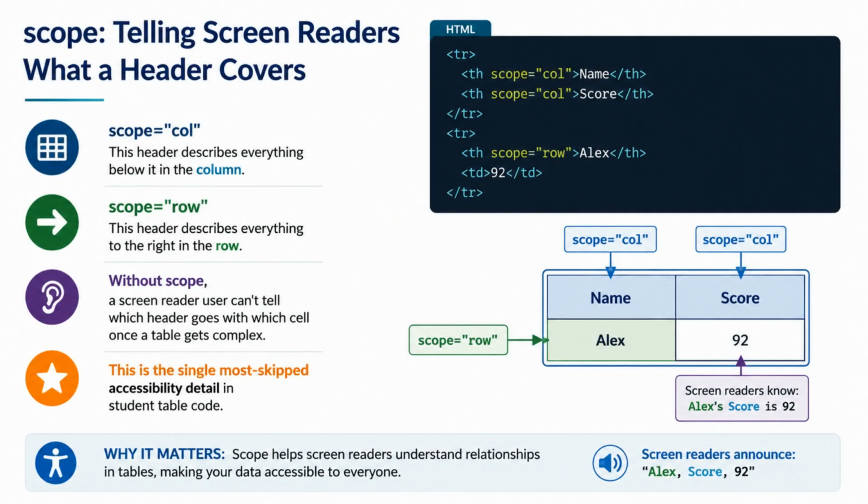Scope equals col means a header describes everything below it in that column. Scope equals row means a header describes everything to the right in that row. Without scope, a screen reader user can't reliably tell which header goes with which cell once a table gets more complex than a simple grid. Walk the diagram's bottom callout directly. A screen reader announces, Alex, score, 92 inches. Scope is what makes that correct association possible.